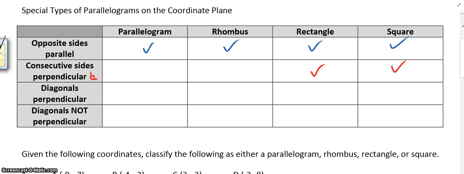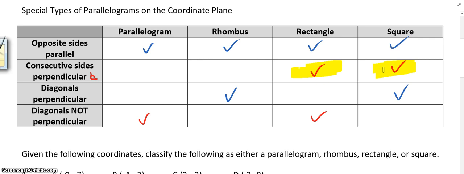square. Alright, and then the next one we're going to look at is diagonals are perpendicular. That doesn't happen in a parallelogram, that does happen in a rhombus, and that does happen in a square. Diagonals are not perpendicular in all parallelograms, and they're not perpendicular in a rectangle. So it's very important that we look at these together. If you look, a rectangle and square share the property that consecutive sides are perpendicular.